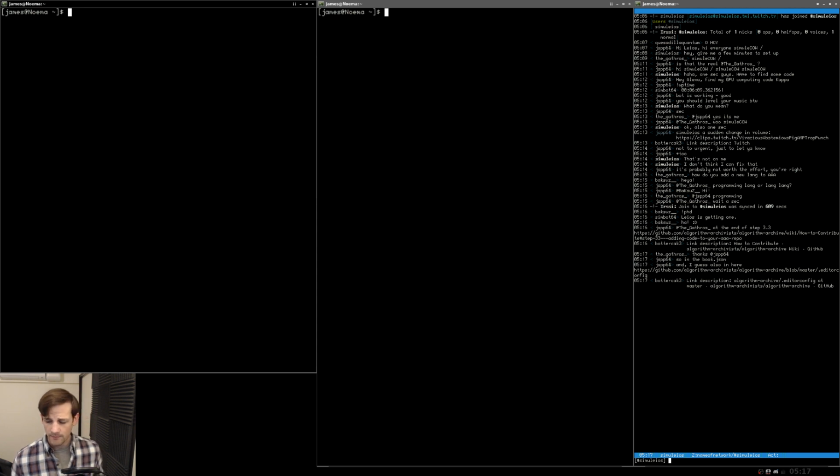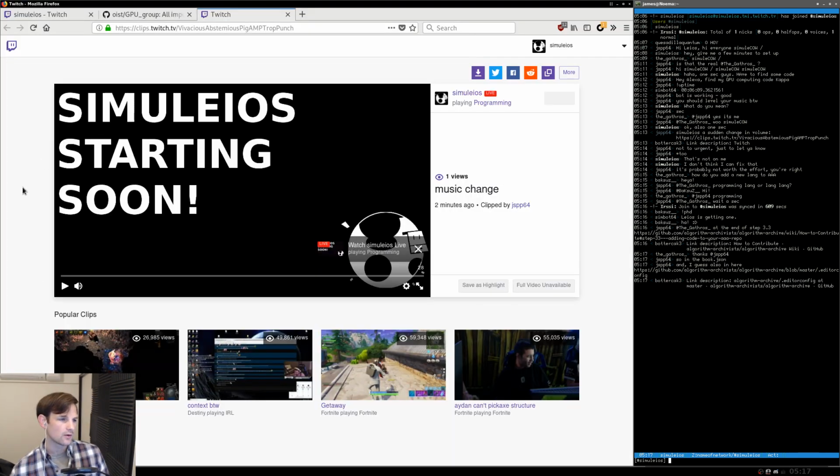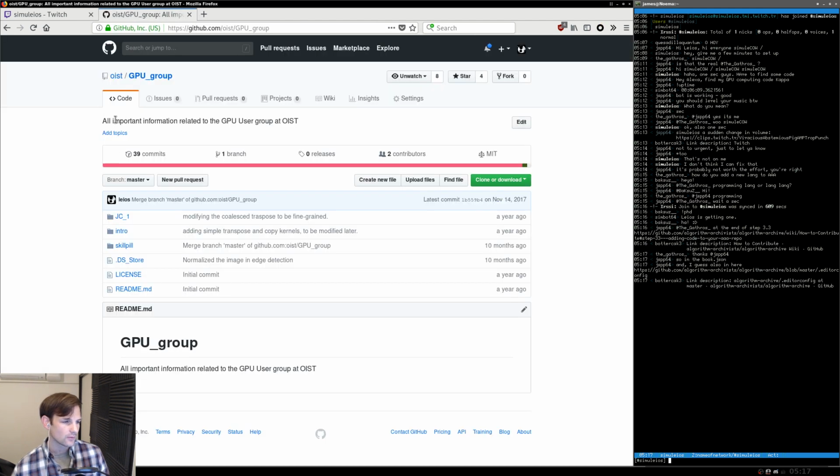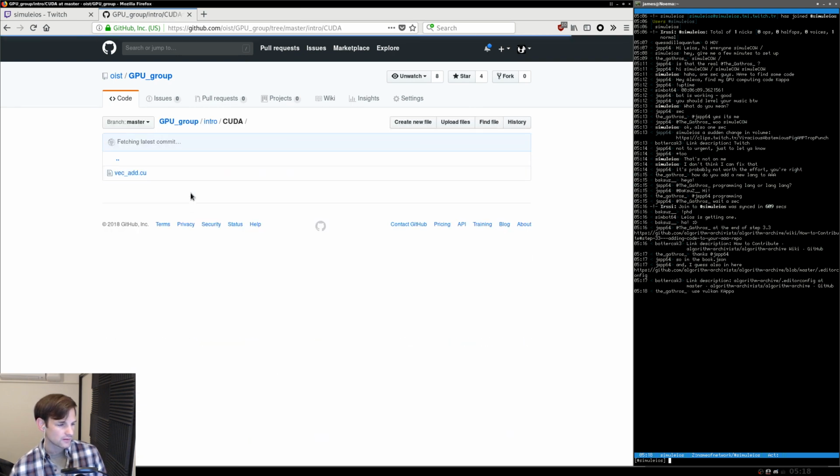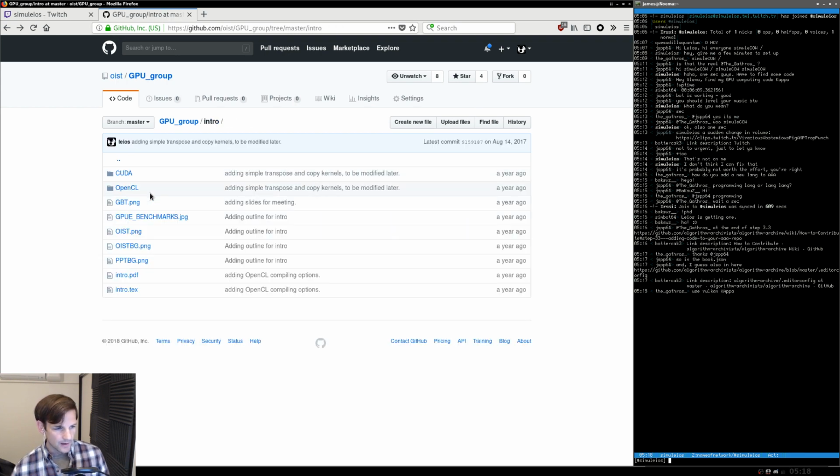I know CUDA pretty well. I don't know OpenCL incredibly well, but I know it well enough that I can usually get going with it. And for the record, all of the code that we'll be using is available at github.com/oist/GPU group. The stuff we'll be doing in particular will be under Journal Club 1. Oh no, it'll actually be under the intro probably. And then we have CUDA, vectoradd.cu, and OpenCL, vectoradd.cpp. That's kind of what we're doing.